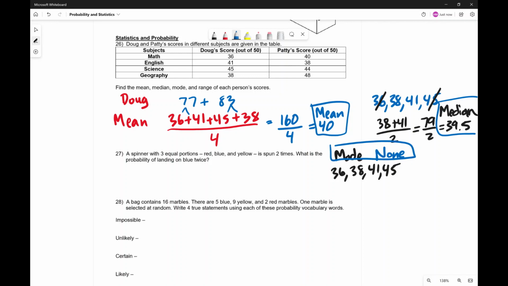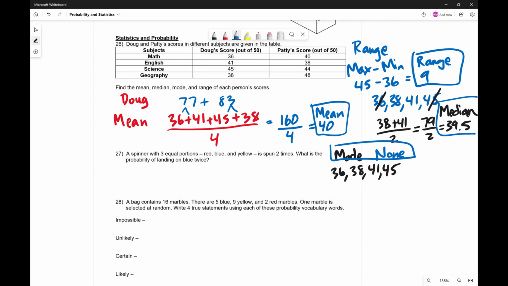And last but not least, we're going to find the range. To find the range, you take the maximum minus the minimum. Right here, the highest value for Doug is his science score, which is 45. And his lowest score is math, 36. So 45 minus 36 is 9. That will represent our range. So there you go. That's how you find the mean, median, mode, and range for Doug. We'll repeat the same process for Patty.